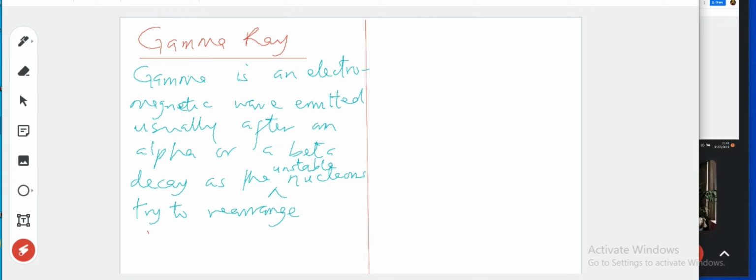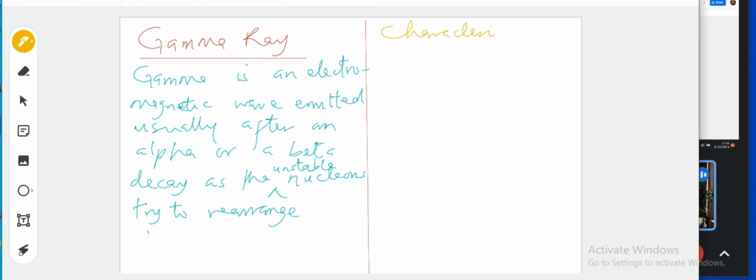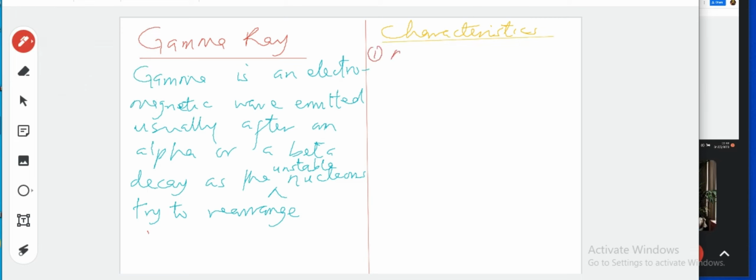Okay. See, gamma is the most penetrating. Should I talk about the characteristics quickly? Yeah. So can you give me the characteristics of gamma? It's usually the extreme case. Most penetrating. Any other thing you know? Is it the least ionizing? Is the least ionizing. You remember what ionization is? When it knocks out electrons from atoms in its way, causing those atoms to become charged. That's ionization. Least ionizing.